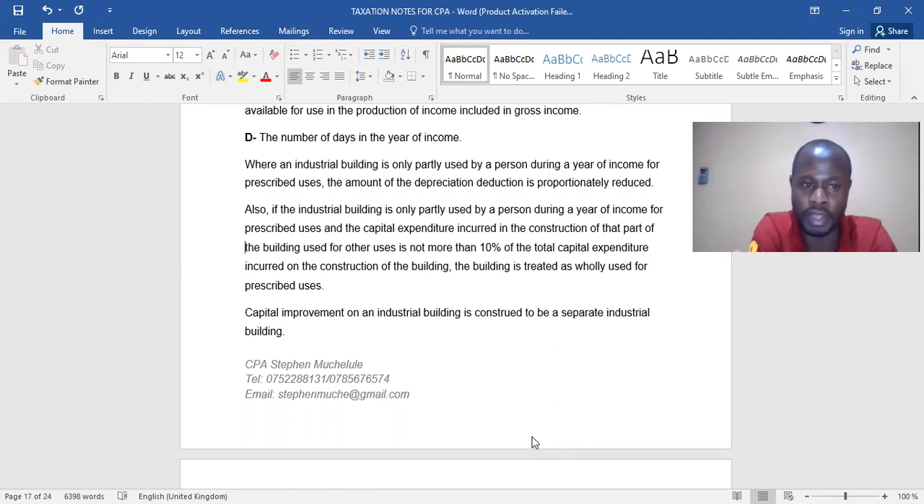You mark this, whereby if you have an industrial building which is partly used for prescribed uses, the expenditure on that part of the building which is used for non-prescribed uses, if it happens not to exceed 10% of the total expenditure, then the building would be taken as wholly used for prescribed uses.